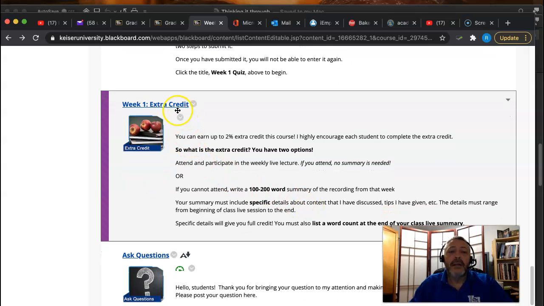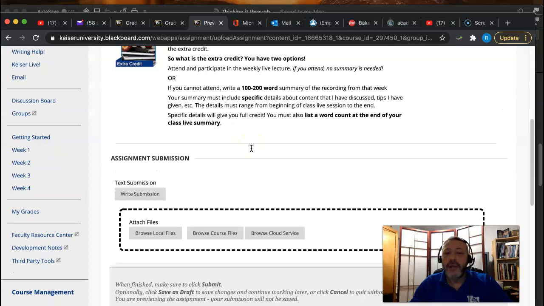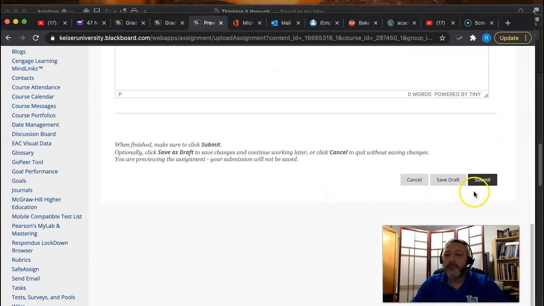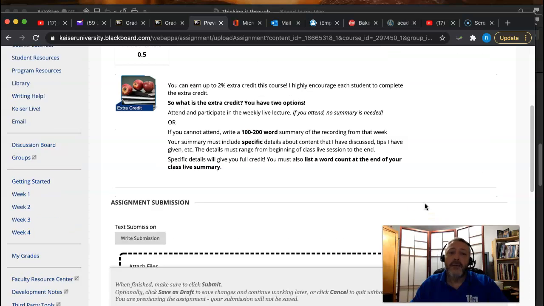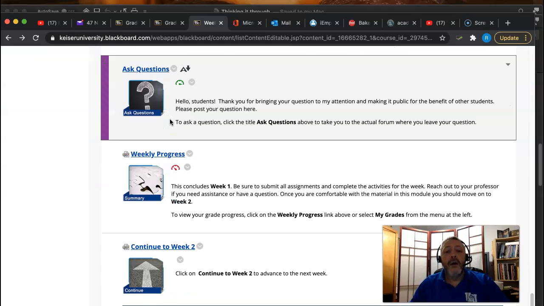Then you submit that by clicking up here in the left-hand corner, and then you should have saved the document, a Word document, on your computer. You can hit Browse Local Files, find that document, double-click it, and it will attach it. If you saved it on a cloud service, then you click here and then attach it. Once you've done that, you come down to the bottom in the right-hand corner and hit Submit, and that will put it in for grading. Same thing for your writing assignment. It's the same way. All right, so that's week 1.